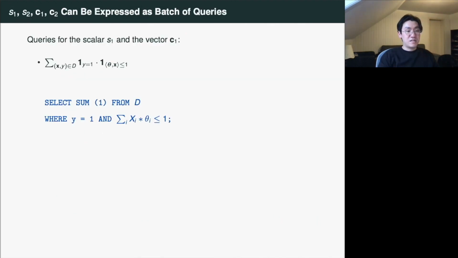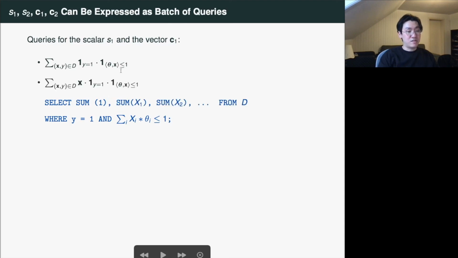Let's first look at the queries for S1 and C1. S1 is a scalar. It counts the number of tuples that satisfy the two conditions. The count can be computed by the query select sum 1 from the database. To capture the two conditions, we can use the where conditions y equals 1 and this inequality. This kind of condition is called additive inequality, and as I mentioned, we can evaluate it efficiently.